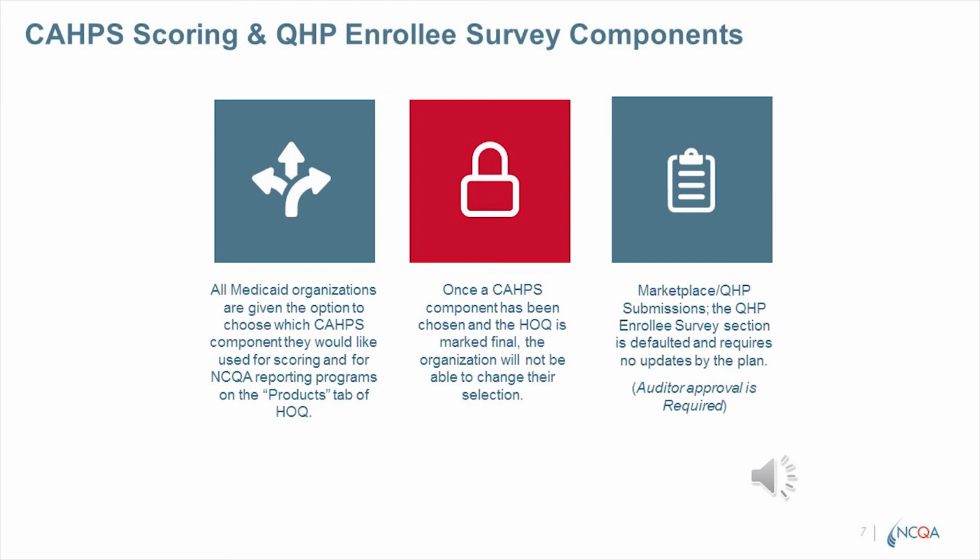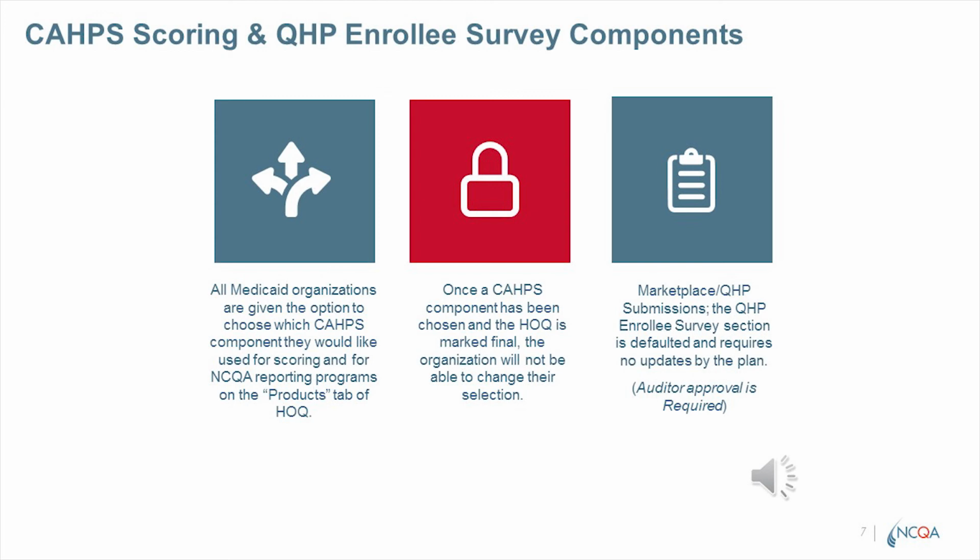And of course, when we go through the demonstration, I'll show you what that looks like. Also, with that CAHPS scoring component, once it's been selected and your HOQ has been marked final, you will not be allowed to make any changes to that selection. So please, before you mark final, double check, triple check to make sure that this is the scoring component that your organization wants to use.